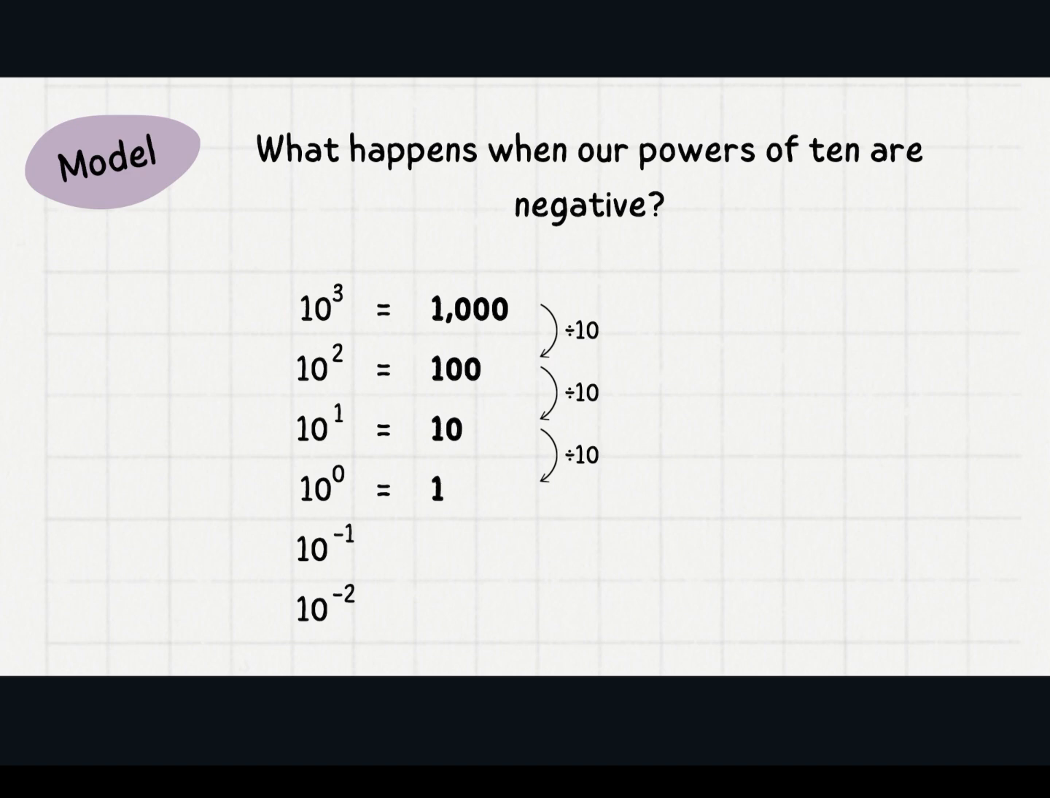10 to the power of negative 1 is going to be 1 divided by 10, which is 0.1 or 1 over 10 or 1/10. And to work out 10 to the power of negative 2, we're going to divide 0.1 by 10. We end up with 0.01. Now, if this whole divided by 10 thing is a little bit confusing to you, go back and watch video 1, which is all about place value.